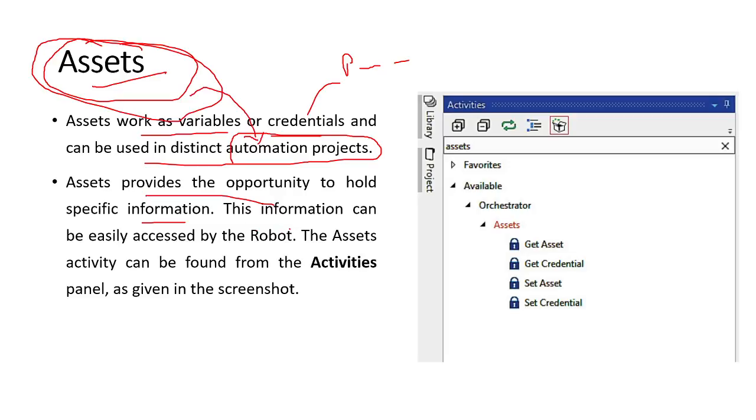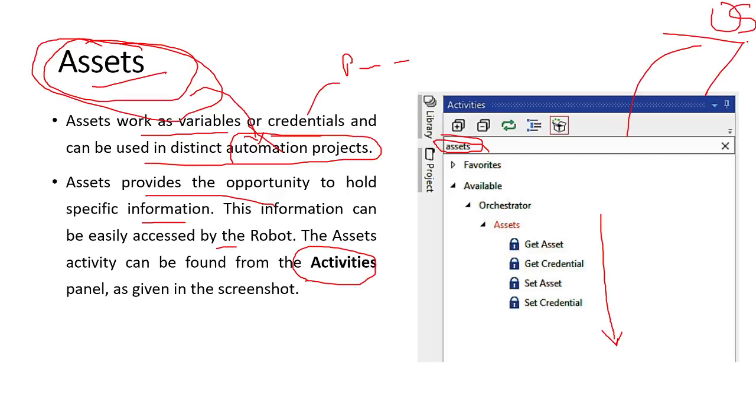This information can be easily accessed by the robot, as I said. Those information can be accessed by the automation projects. The assets activity can be found in the activities panel. Obviously, there's a screenshot here. Just type assets. But to get these activities, you need to make sure that UiPath Studio has been connected to the orchestrator server. Then only you will get these activities. Otherwise, these activities will not be seen in UiPath Studio.